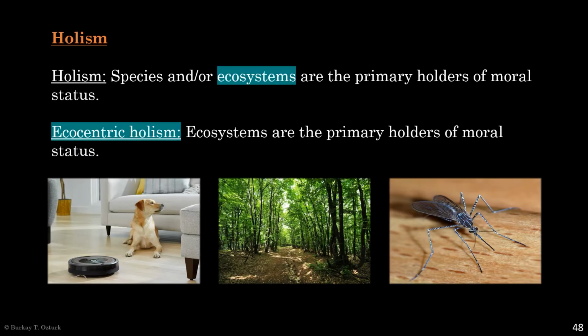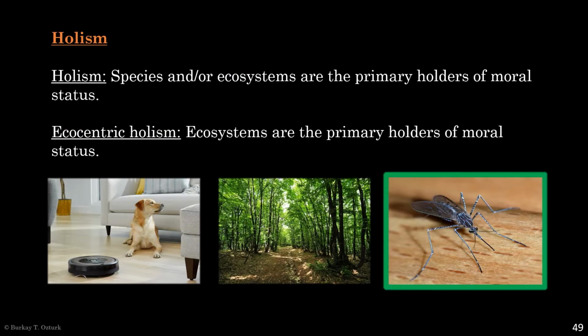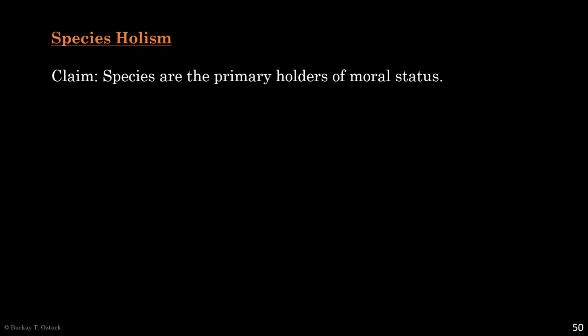Then, there is ecocentric holism, according to which ecosystems are the primary holders of moral status. Here you can explain why it might be a bad idea to make mosquitoes extinct. After all, they might play a vital role in the health of an ecosystem. If we render them extinct, that might set in motion a cascade of events that could damage the whole tree of life. Now I will invite you to think a bit more about each version of holism.